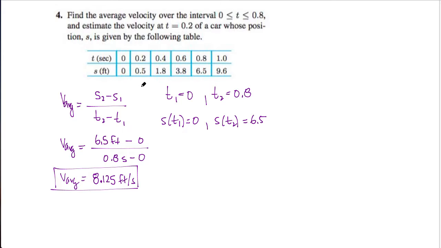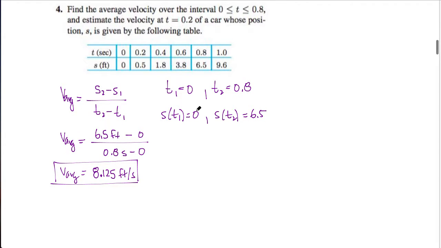Then it says, estimate the velocity at 0.2 given this table. So what do we need to do in order to estimate the velocity at 0.2 seconds? The most reasonable way to do this is to look at the velocity before and after. So I have two little sections. I could look at it for 3 sections. So I could say for t from 0 to 0.2, what is my average velocity?